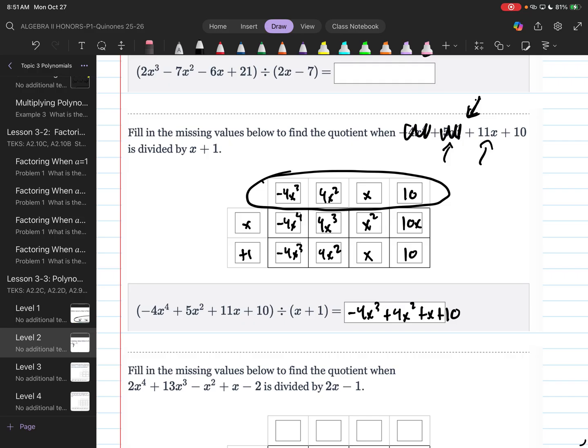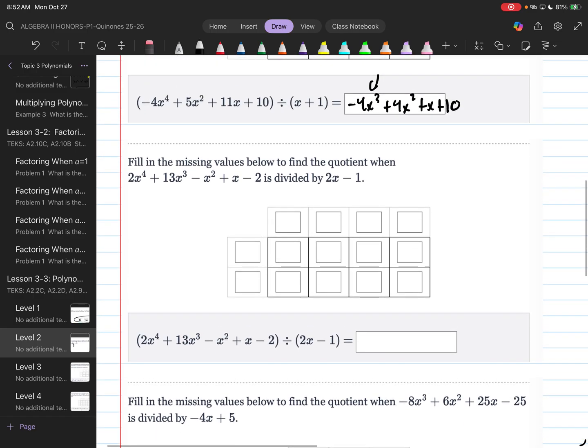How do we feel, everybody? Oh, yes, Stefania. Yes, this one here is 4x cubed. All right, we ready to try one on our own? Okay, try this one. See what you think.